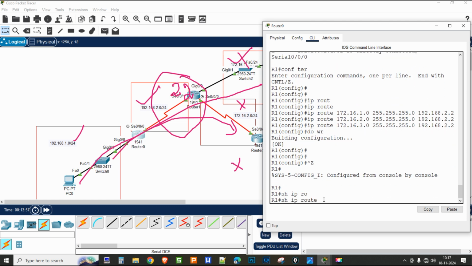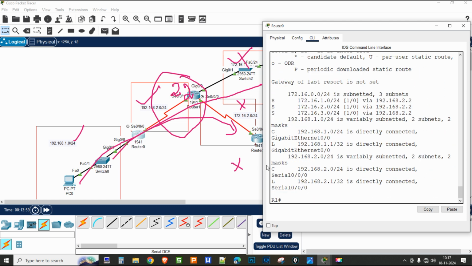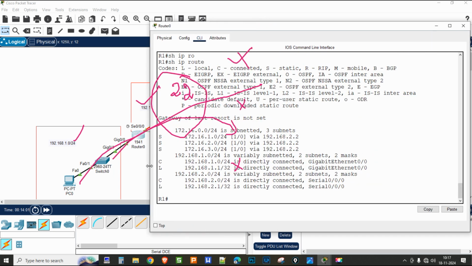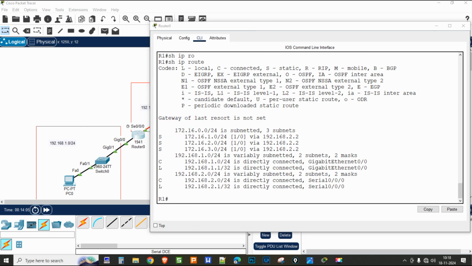So IP, you can see the lookup table, 172.16.1.0, 2.0, then 3.0. So all the networks can be summarized. I already explained the example 172.16.0.0/24. It is subnetted using the 3 subnets. It is going through this interface.